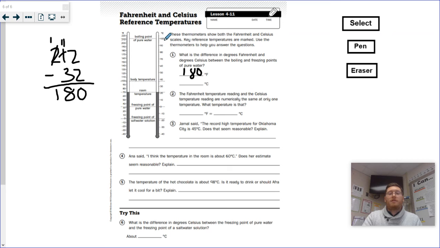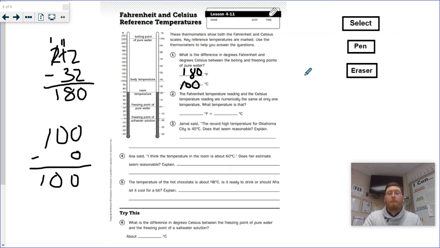Okay. Now, I've got to take the same information, but just in Celsius now. So, in Celsius, my boiling point is 100 degrees. And then I subtract what it is freezing. So, this would be 0 freezing for pure water right here. So, I subtract that, I get 100. So, the difference is 100 degrees Celsius.